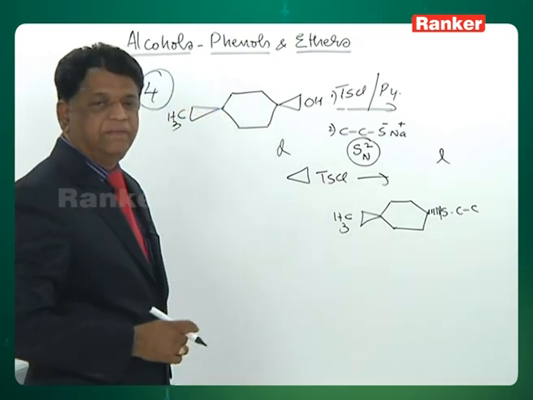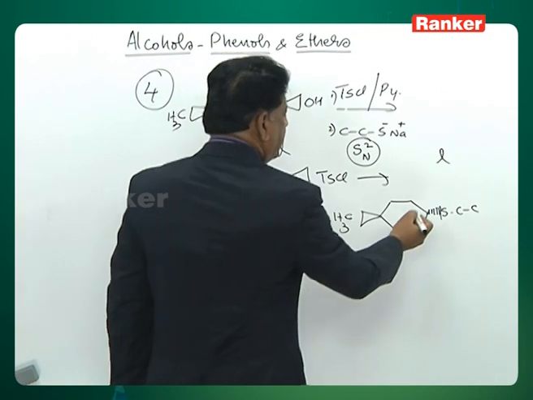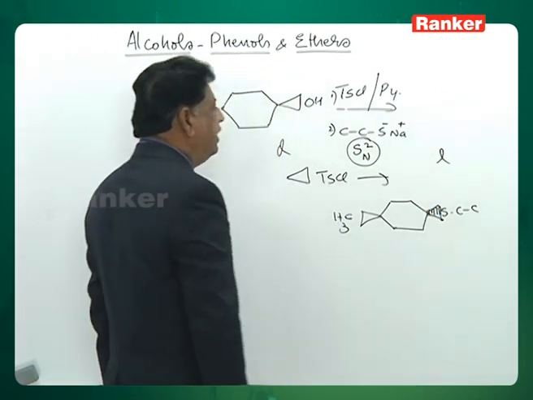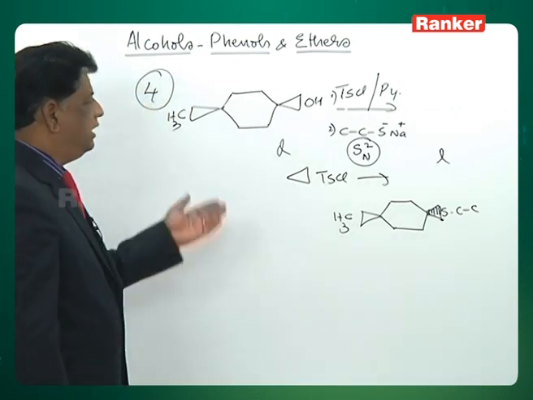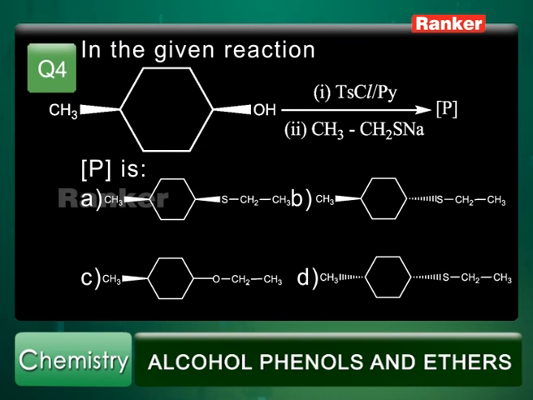So therefore, this is a 100% inversion type of reaction, in which the sulfur group enters from the other side, so that the reaction undergoes a Walden inversion. So the answer is B therefore.